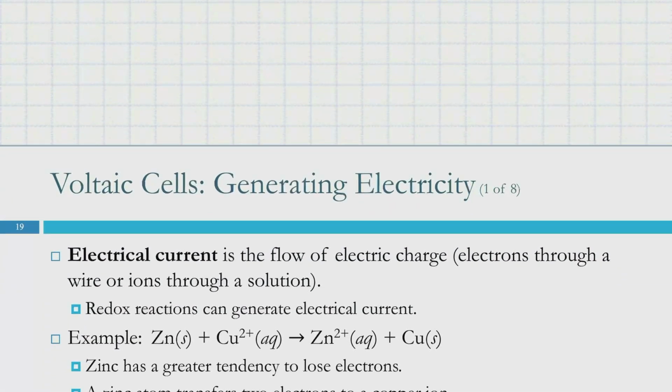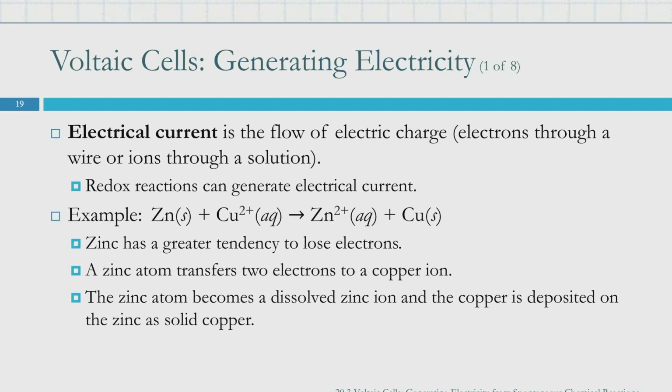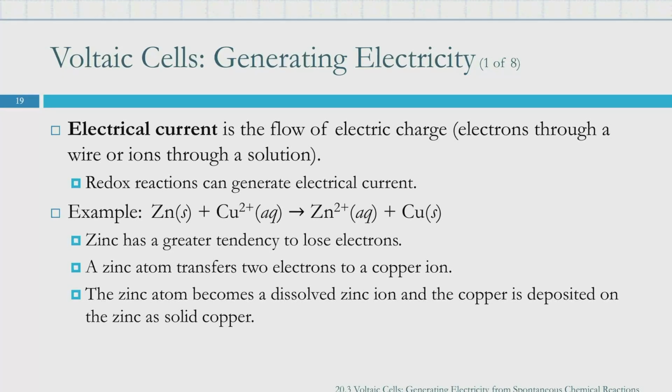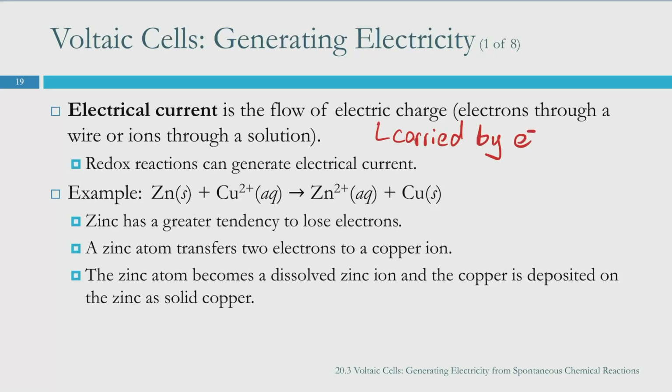Now moving on to some more proper electrochemistry stuff. Voltaic cells. Voltaic cells generate electricity. We'll talk about those later. But they work on the principle of electrical current. Electrical current is our flow of electric charge being carried by electrons. So we typically think of electricity flowing in the form of electrons moving through a wire or air or whatever other medium that they might be traveling through.